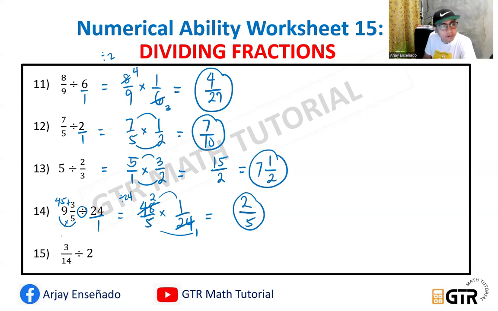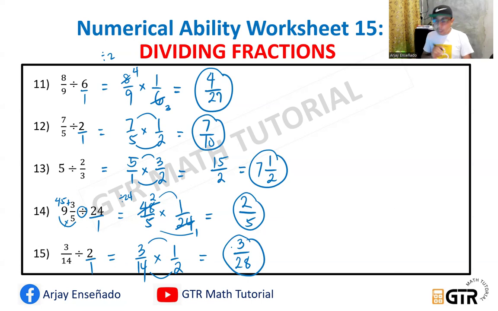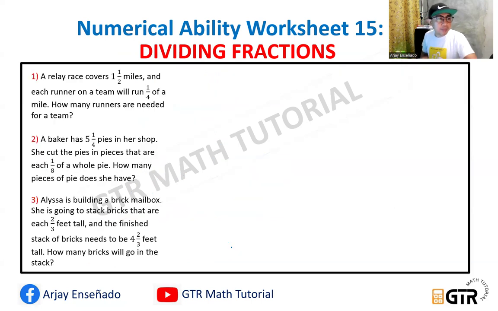Okay, so last number for letter A. So 3/14 divided by 2. Lagyan lang natin ng over 1 yan. And then 3/14, just copy. Change the symbol, multiplication. 2/1, reciprocal is 1/2. Okay, so wala nang malo-lowest term dito. Since prime number ang numerator. So just multiply 3 times 1, we have 3. And the denominators, 14 times 2, we have 28. So final answer.